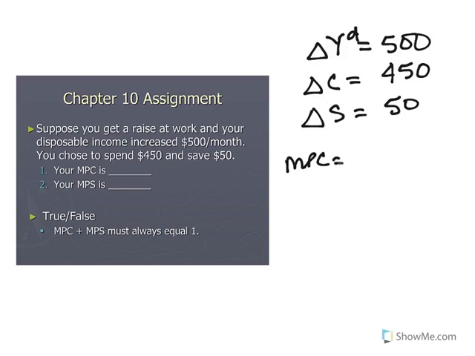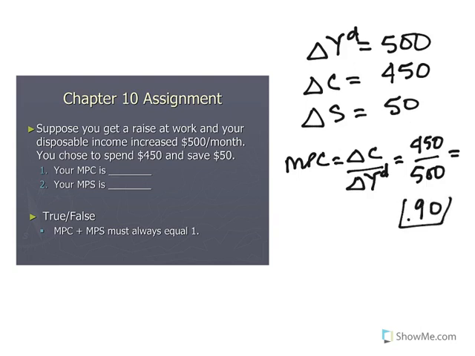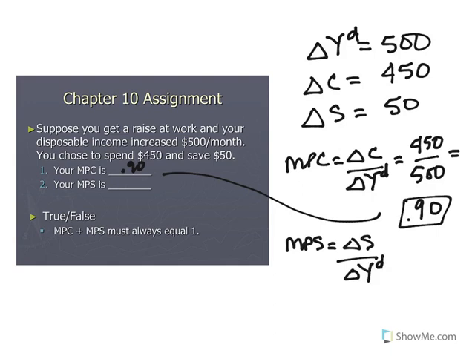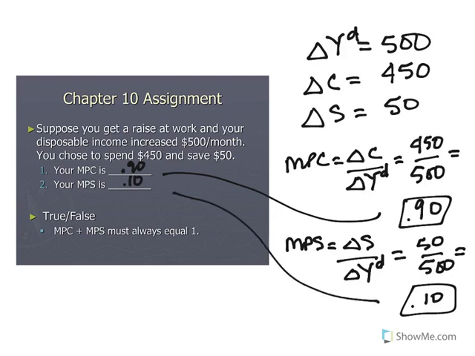So MPC is change in consumption divided by change in disposable income, which we see is $450 divided by 500. So $450 divided by 500, we come up with 0.9. So over here, your MPC is going to be 0.9. And then you can do the same thing for your MPS. The formula for the MPS is the change in saving divided by the change in disposable income, which we see is 50 divided by 500, which you come up with 0.1. So that would be your answer right over here, is just 0.1.